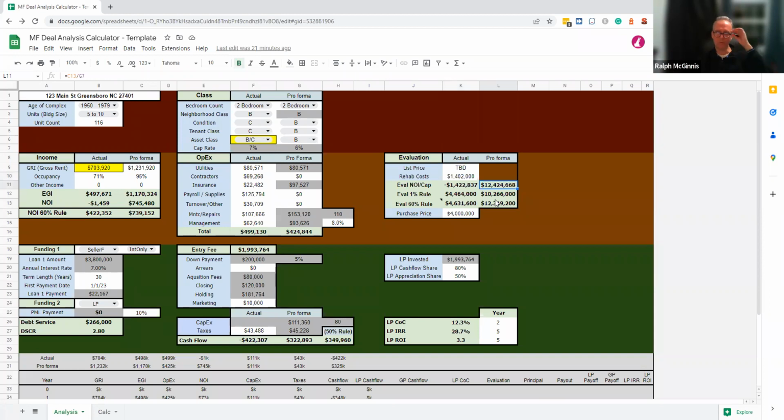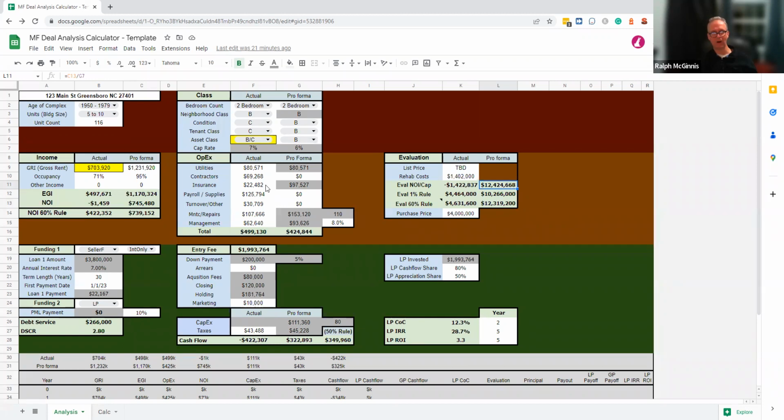So on the pro forma side, we see the NOI over cap, which is the more accurate way of doing the evaluation. The 1% rule, as you see here, evaluated at 10.26, whereas the 60% rule evaluated it at 12.3, very close to our NOI over cap evaluation. So you can see the 60% rule is actually very close to the NOI over cap. So that's a good way to evaluate the property.